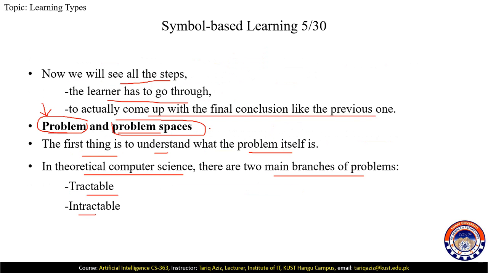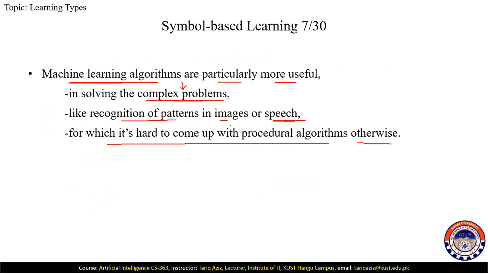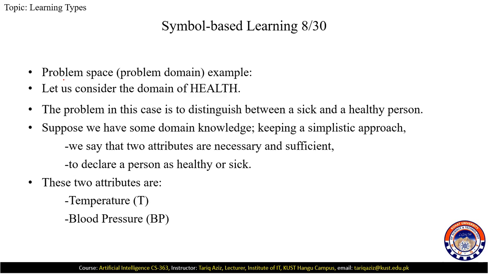Now what about the problem space? What do you mean by this? The problem space, or we can say the problem domain. Health is one of the problem domains, or we can say one of the problem spaces. The problem in this case is to distinguish between a sick and a healthy person. As an example, we will take the health domain, where we want to differentiate between a sick and a healthy person.